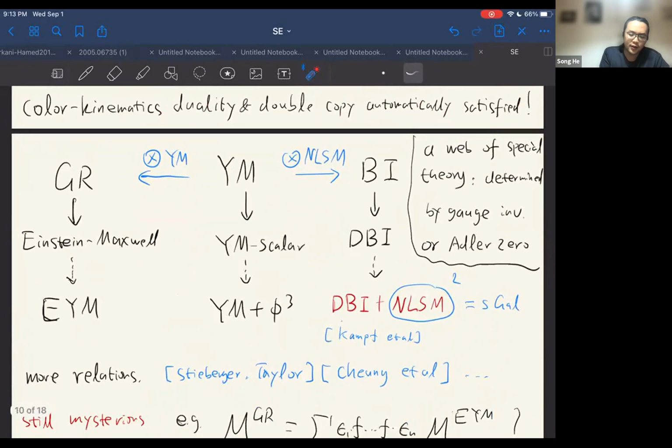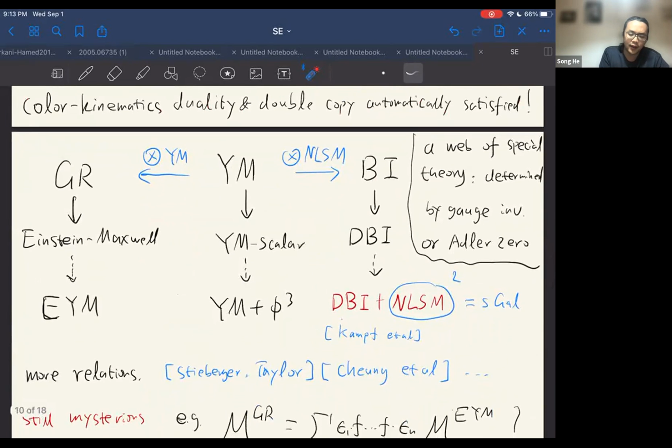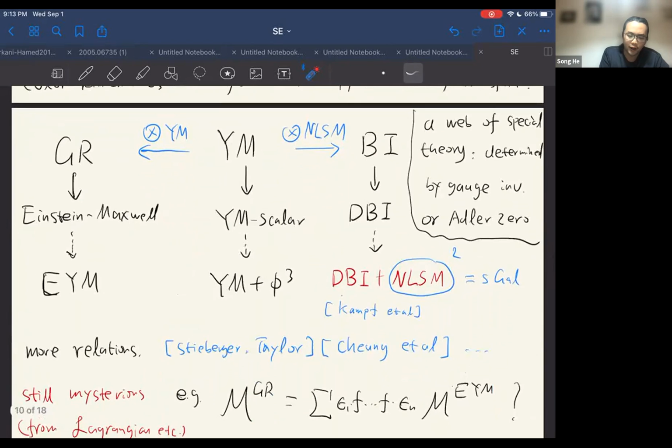And now you can see many theories living in this same framework. For example, you have Yang-Mills; double copy with Yang-Mills, you get GR. But you can also do dimensional reduction to get Yang-Mills-scalar, which if you double copy with Yang-Mills gives you Einstein-Maxwell theory. And with this dashed arrow, I mean you can also turn on some non-abelian action here to get Einstein-Yang-Mills theory, or here just the Yang-Mills plus this bi-adjoint phi cubed theory.